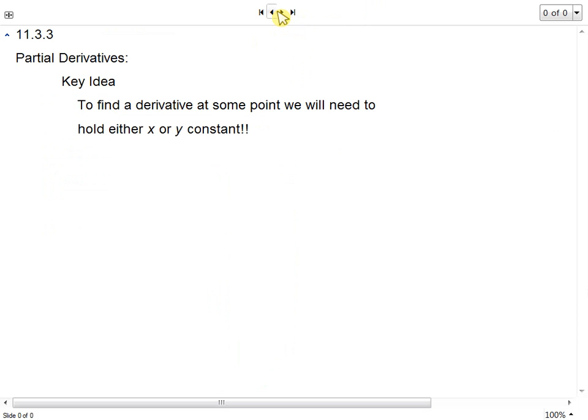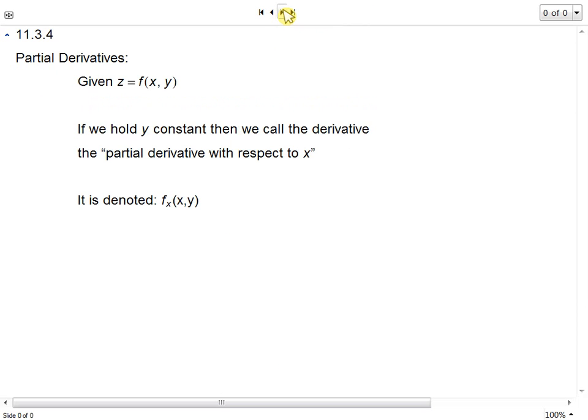Now, we will need to hold constant. All right, so now some notation. How do I let you know I want you to hold something constant? We have what is called our partial derivative notation.